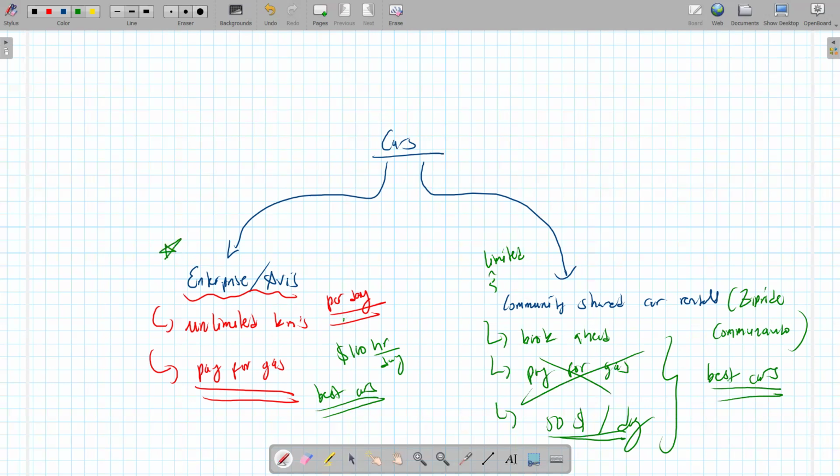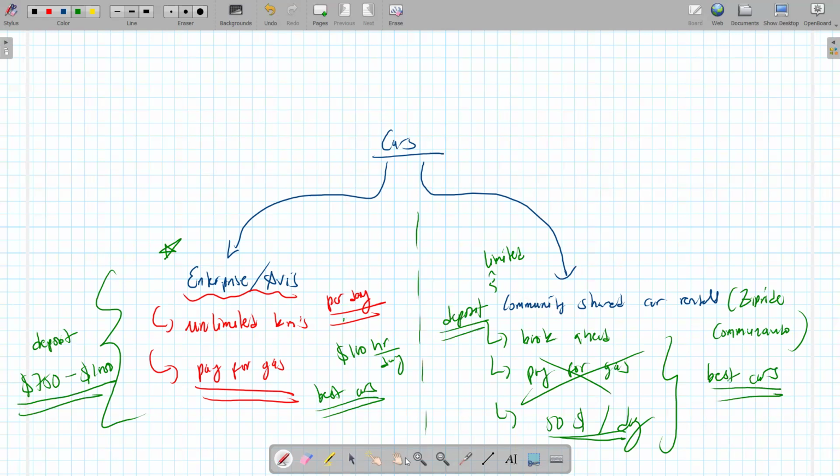Usually people go with this one because it's easier to deal with. But with these guys, you have to put in a deposit of around $8,000. And you'll get this money back if you return the car. This is so you don't steal it and go away. This one, there's no deposit. You can just take it.